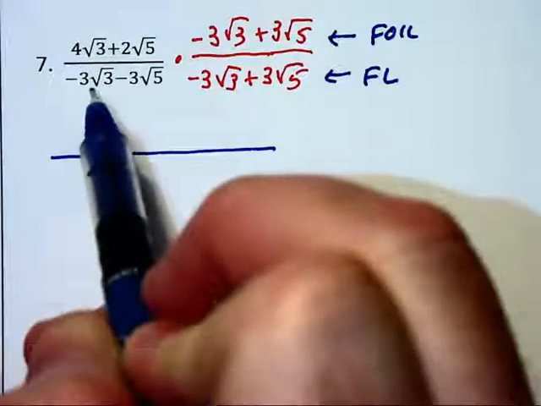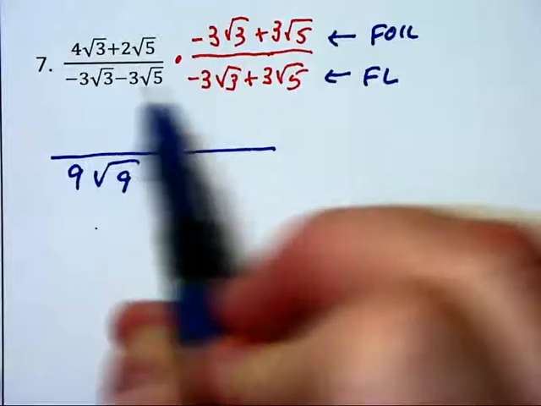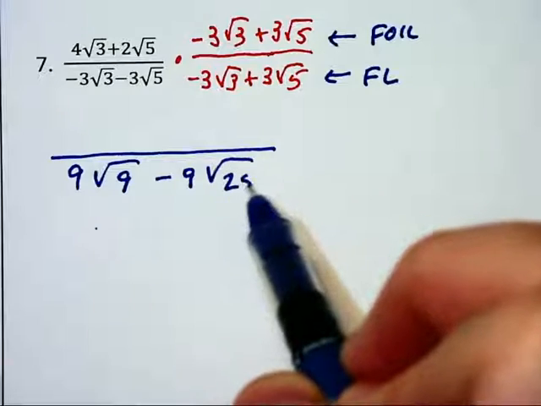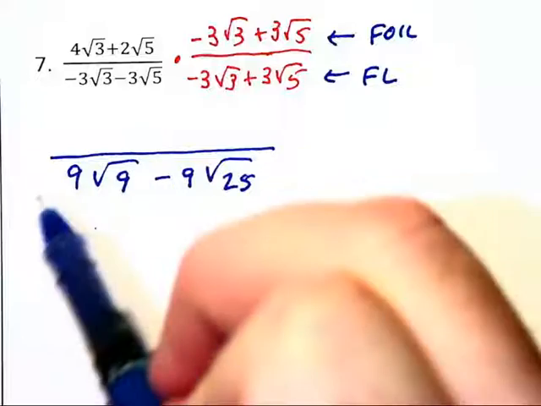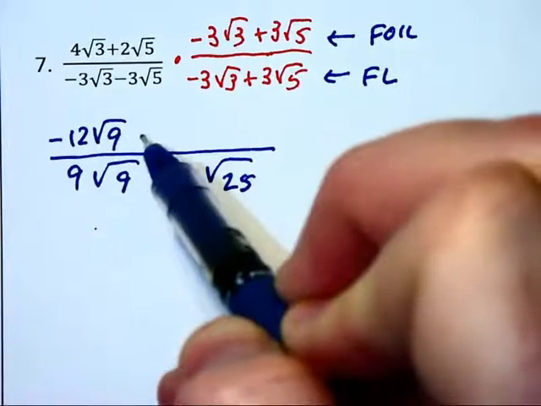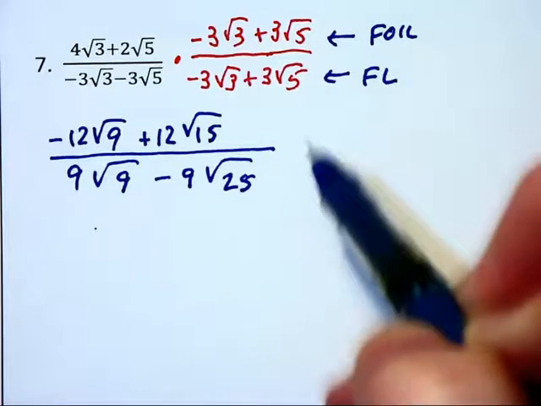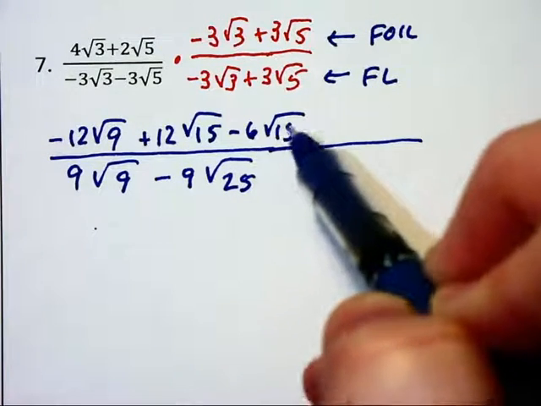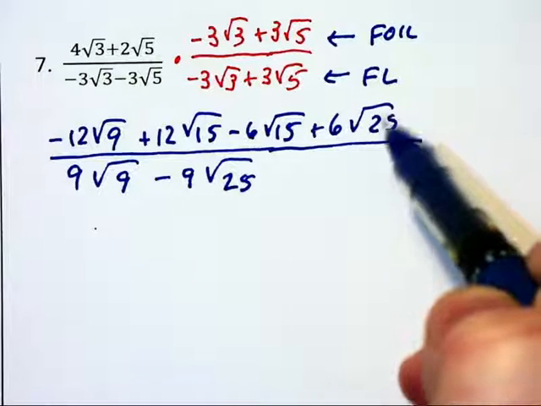We're going to have negative 3 times negative 3, which is 9 root 9, and then minus, because of positive times negative, 9 root 25. Okay, let's focus on this numerator. We've got to do a full FOIL problem. The first term will be negative 12 root 9. Outer will be plus 12 root 15. Inner is going to be minus 6 root 15. And the last will be plus 6 root 25.